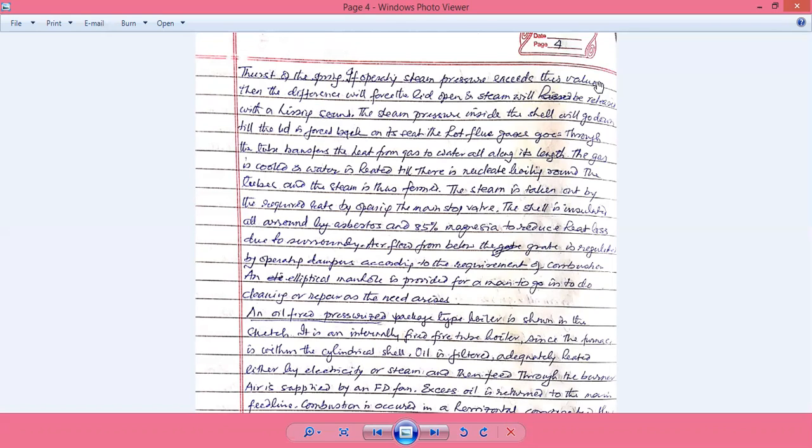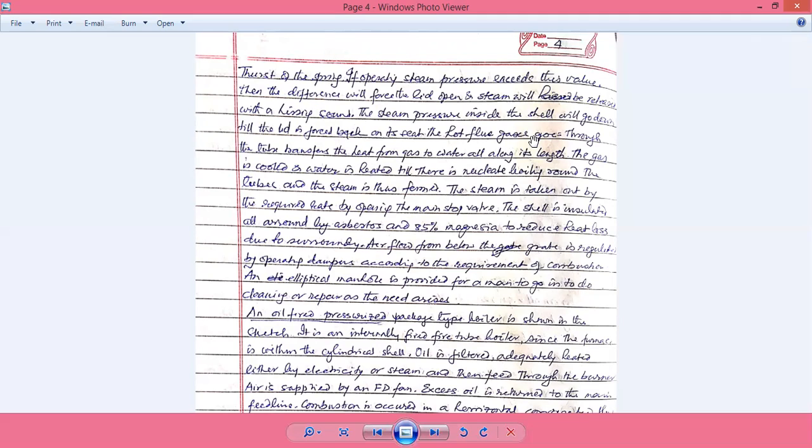So it is just balanced by the downward thrust of the spring and the upward thrust of the steam, also the steam-water mixture pushes this valve. When the steam pressure inside exceeds the downward thrust of the spring, then the valve opens and some amount of steam is released to the atmosphere, so that the pressure goes down, and steam is released with a hissing sound.